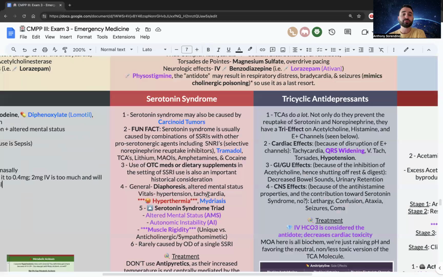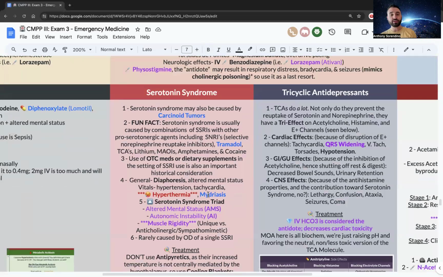All right, serotonin syndrome. We can see this in carcinoid tumors. Know about some of the meds that can contribute to this. I think tramadol is a really interesting one. That's like the opioid that's not really an opioid. Lithium is here. Amphetamines, cocaine, tricyclic antidepressants. That's a big one. That's going to prevent serotonin reuptake. So that's going to contribute here.